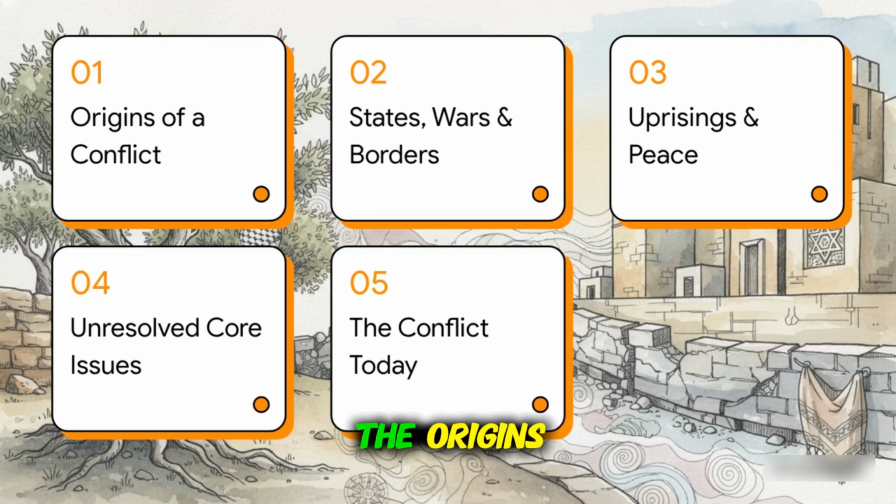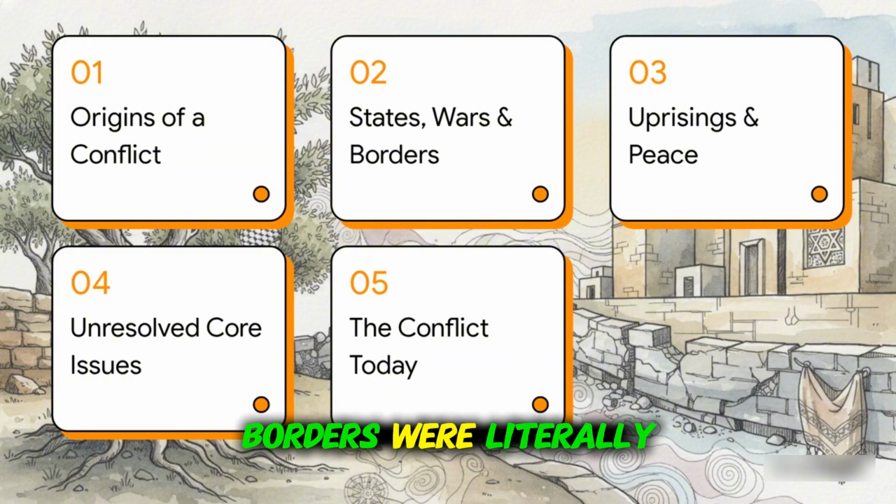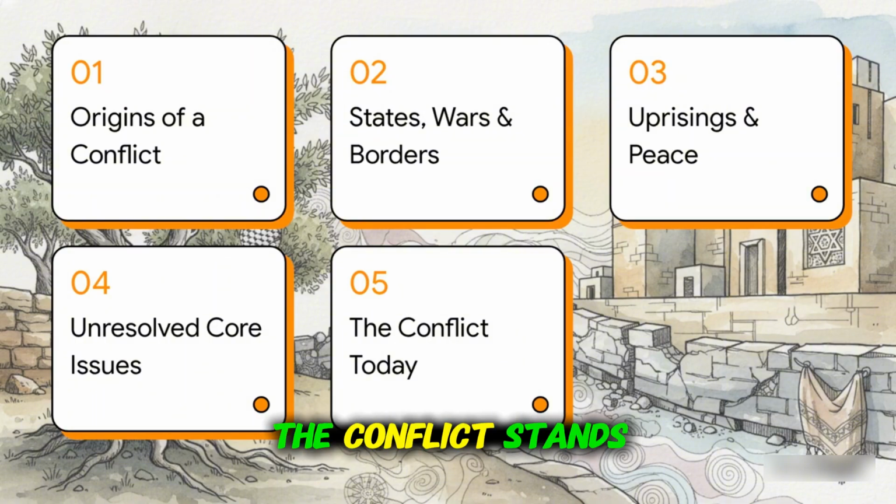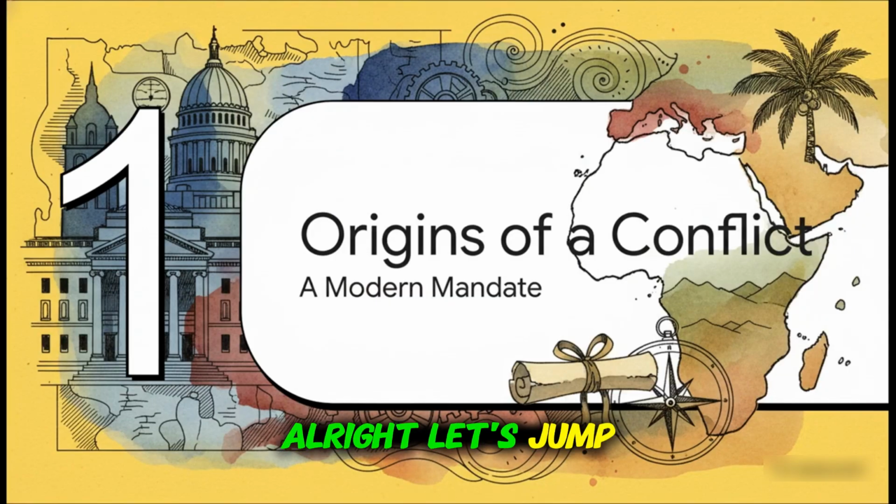We'll start with the origins, then look at how states and borders were literally shaped by war. From there, we'll dive into the cycle of uprisings and peace attempts, break down those core issues that are still unresolved, and finally, we'll bring it all together to understand where the conflict stands today. All right, let's jump right in with Section 1, the origins.